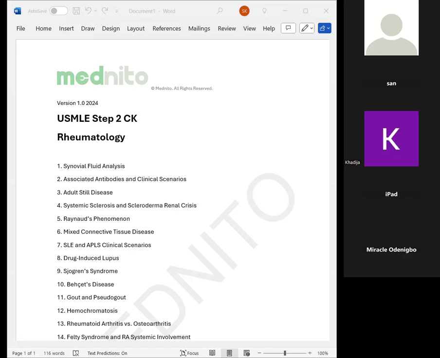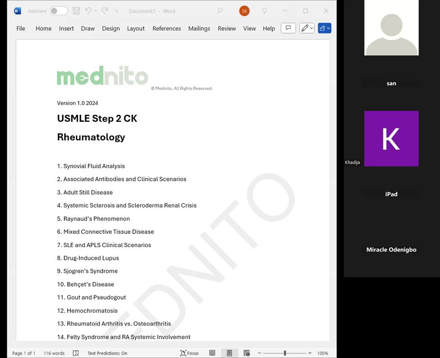But what is the difference between adult Still's disease and dengue and chikungunya? Adult Still's disease is basically an inflammatory disorder. So there will be arthritis and there will also be arthralgia. The patient will be having recurrent high fevers, and the patient will have a rash, which is a maculopapular rash or a salmon-colored rash.